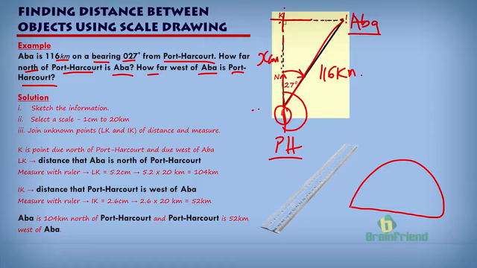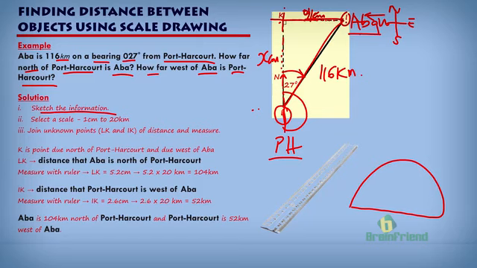On the other hand, how far west of Aba is Port Harcourt? So if this is Aba, we know our north, south, east, and west. So the west is towards the left. How far west of Aba is Port Harcourt? That will be, let's say, y kilometers. That is the information needed. So we've been able to sketch. Remember we said always try to sketch your information first. Now we said select a scale.